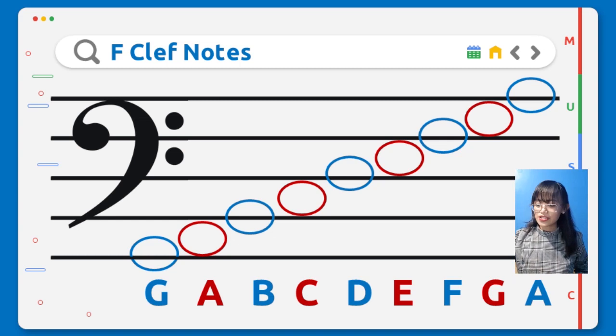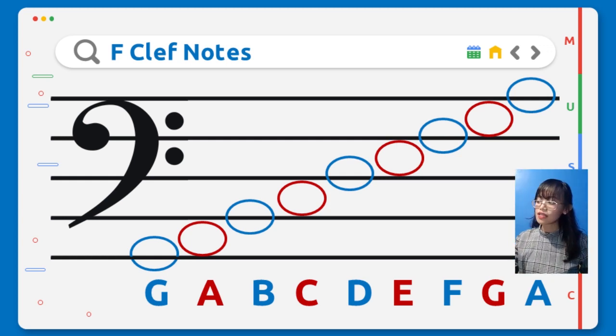Now, we're going to learn the F clef notes. So, kung kanina sa treble clef, we've learned every good boy does fine and face for the spaces. Now, medyo iba siya. It's going to be different here on F clef. So, but same thing. We're using the first 7 alphabet letters. But kung kanina sa treble clef, we started with the letter E. Now, we're going to start on the letter G. So, here, F clef notes.